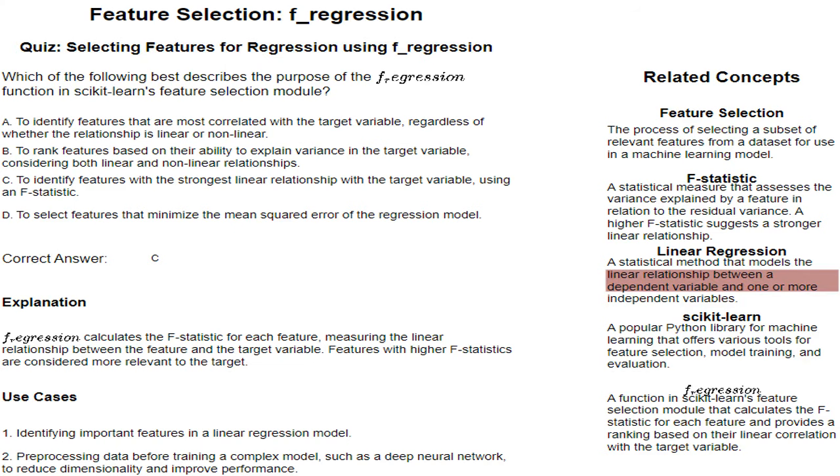A statistical method that models the linear relationship between a dependent variable and one or more independent variables. Predicting house prices based on factors like size and location. Estimating sales revenue based on marketing spend and seasonality. Analyzing the relationship between income and education levels.